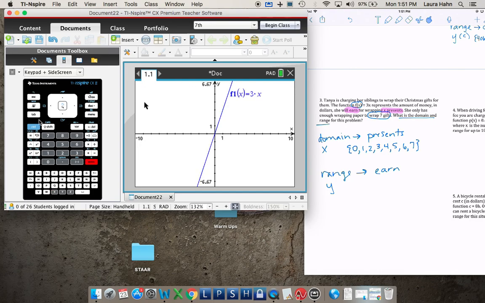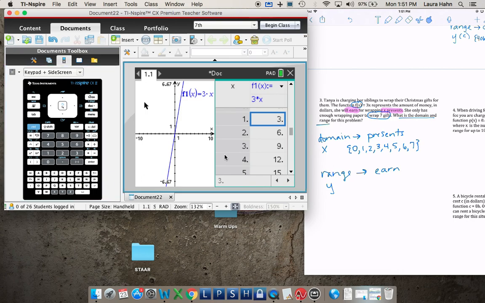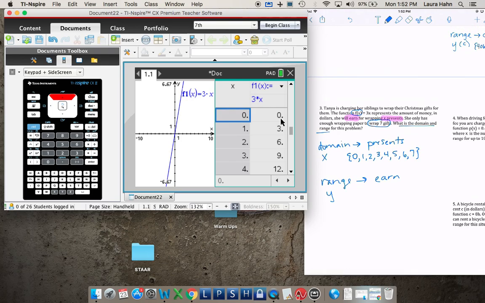Now I'm going to open my table, Control T. I know the smallest number of gifts that she can wrap is 0. So remember these x's, that's talking about the number of presents. These y numbers are talking about how much money she will earn. So the lowest number she can wrap is 0. So if she wraps 0 presents, she's going to make $0. We need to go all the way through 7. So if she wraps 1 present, she's going to make $3.